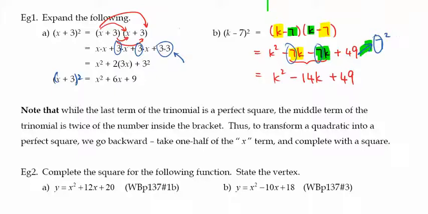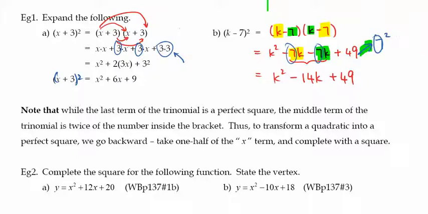So looking at these two examples, where do we get the numbers? If we have a trinomial, how do I turn this trinomial back into the perfect square? Every trinomial comes with a middle term. In the first example, we have 6x. In the second example, we have 14k.